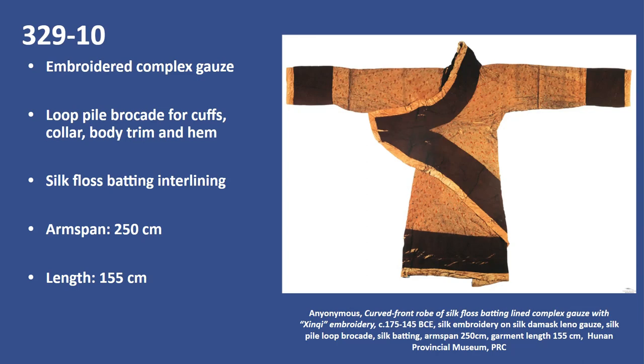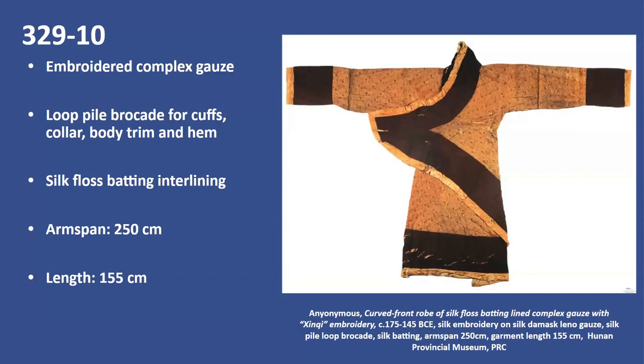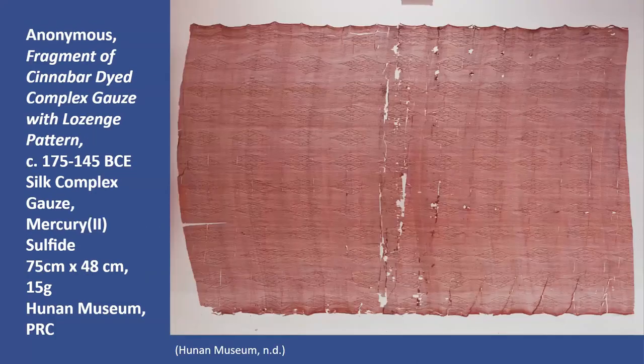The excavation report also called this a curved front robe because the front overlap is relatively curved as compared to the straight front robe, which I'll show you later on. So here's an example of the complex gauze from Mawangdui 1, similar to what the top of this robe is made from. As you can see here, it is a see-through fabric. This particular fabric, calculated from this measurement, has a weight of 43.4 grams per square meter. Roughly, it's like a lighter habotai sort of weight. To the best of my knowledge, this fabric is not commercially available as a reproduction, which is good, because if it was, weaving this sort of fabric costs a lot of money.